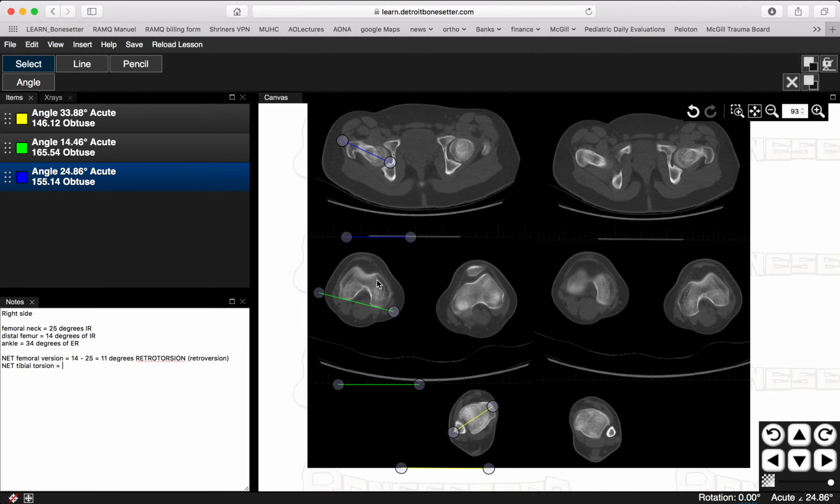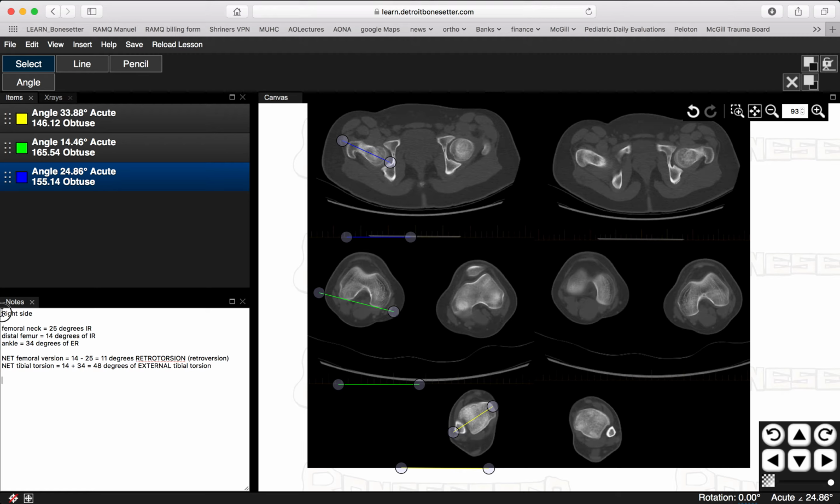For the tibia, again, rotating this flat, you'd have to externally rotate 14 degrees. You already have 34 degrees of external rotation, so that's going to be added. So 14 at the distal femur plus 34 is 48 degrees of external tibial torsion.